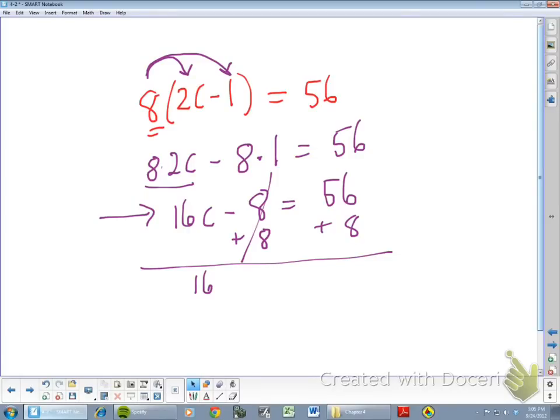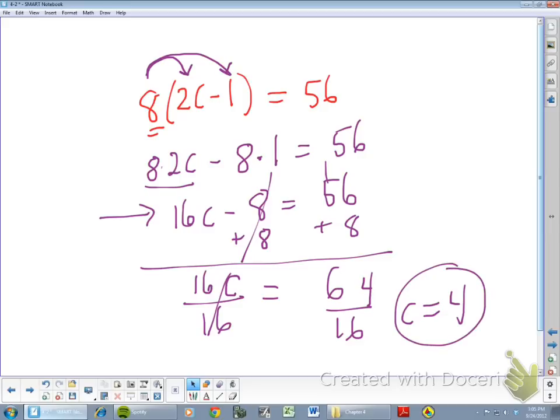Okay, so we have 16c, and that's equal to 64. And so you divide each side by 16. c is equal to 4. Okay. So let's just review what we did. We took the 8 and we multiplied it by the 2c and by the 1, right? 8 times 2c is 16c. 8 times 1 is 8. And then, since there was nothing else to do on the left-hand side here, there's no other thing that we had to clean up, we started to isolate the variable by using inverse operations.